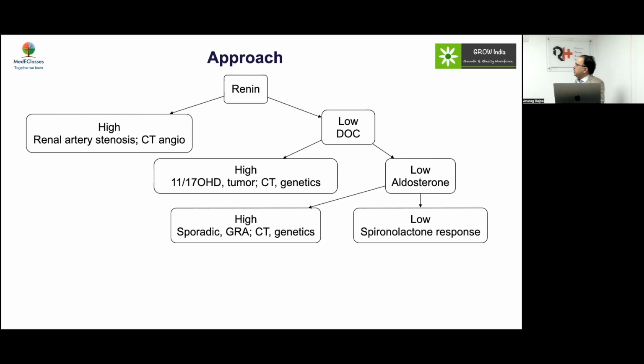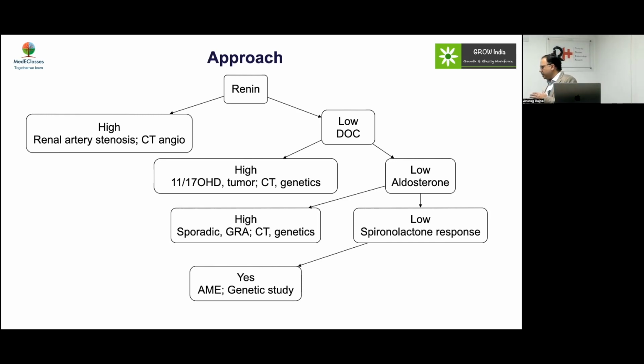If you have a low renin, low DOC, low aldosterone, there are two differentials: you're thinking of either an apparent mineralocorticoid excess or a Liddle syndrome. Look for spironolactone response. If it's there, it's most likely an 11 beta HSD2 defect, which is apparent mineralocorticoid excess. In this case, you can do a genetic study. And if you have got no response, this is most likely a Liddle syndrome and you have to go for a genetic study. So basically, go for a combination of renin and aldosterone. These two will give you a clue. DOC will also be helpful, and then spironolactone response.